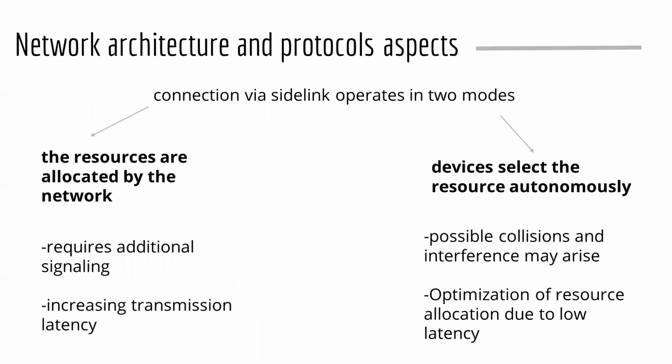For the connection via side link, it also operates in two ways. Either the resources are allocated by the network or the devices select the resource autonomously. For the first one, it requires additional signaling that results in an increase of transmission latency, which can risk the safety of the passengers on the vehicle. And here comes the second mode that is way better when talking about optimization of resource allocation due to low latency. However, there is always the risk of possible collision and interference.